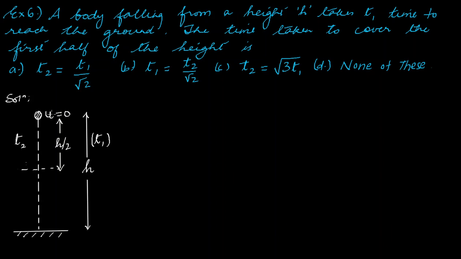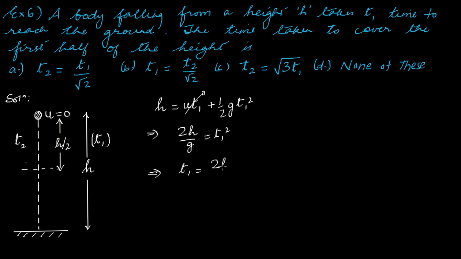So what we do is, first of all, we find T1 for the first part. First part is going from the top to the bottom. So let's use this: h is equal to u T1 plus half g T1 square, and u here is 0, so 2h by g is equal to T1 square. So T1 is the square root of 2h by g. So that's the first part.